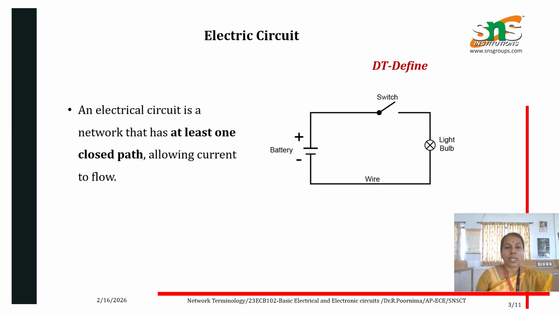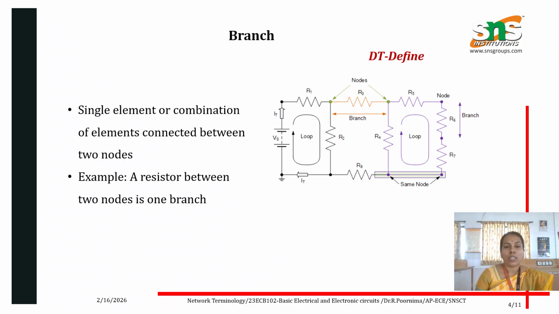So what is meant by electrical circuit? So the circuit is the network which consists of a closed path for the current flow. So the voltage is applied in this circuit by using a switch. It is controlled and load is the light bulb. So this is the electrical circuit and the terminologies are defined one by one.